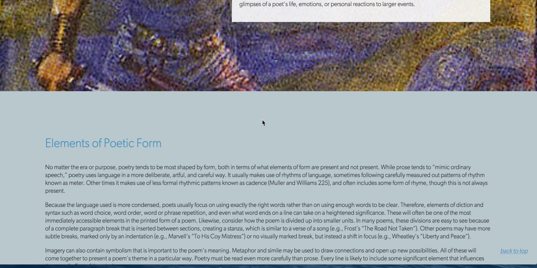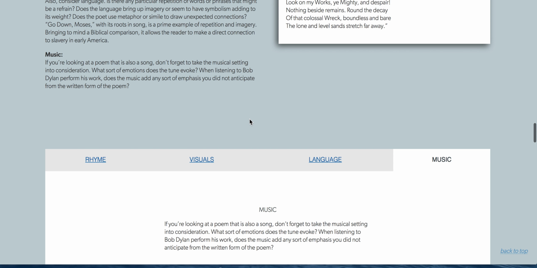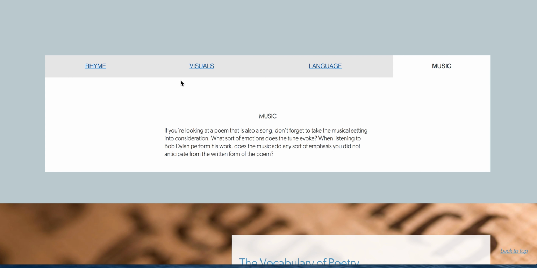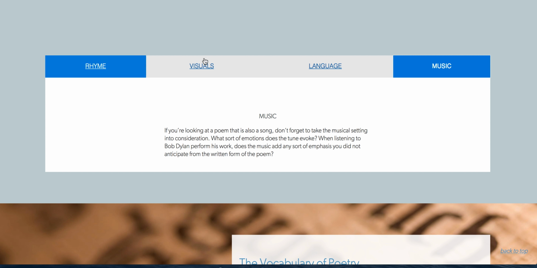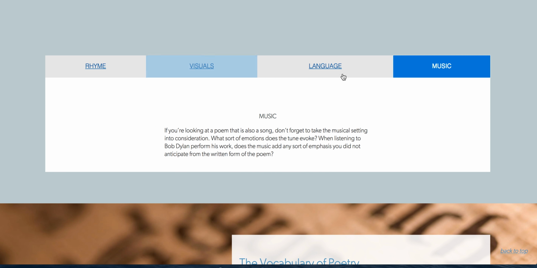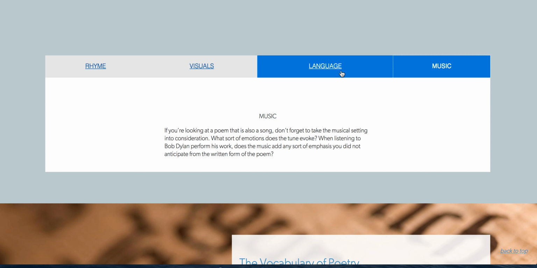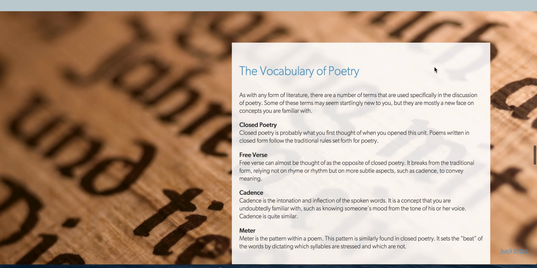Now, in the lesson, there are a number of vocabulary words that I want you to take a look at. Note that each of these components within the poem helps you create an interpretation: the rhyme, how the poem is laid out, the language within the poem. Is the language heightened? Is it whimsical? And the music within the poem. All of these help to create a certain interpretation.